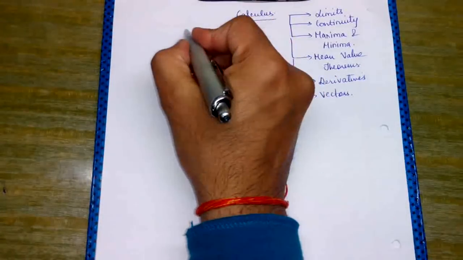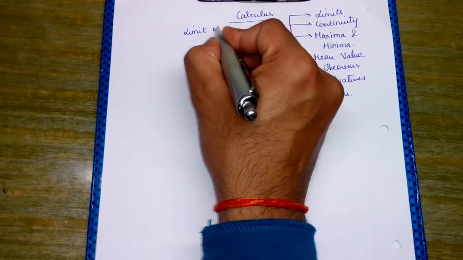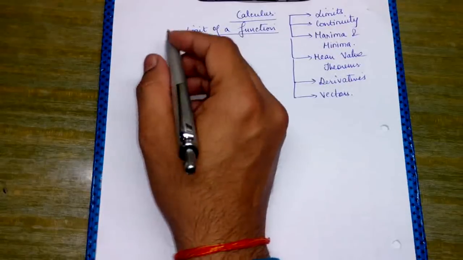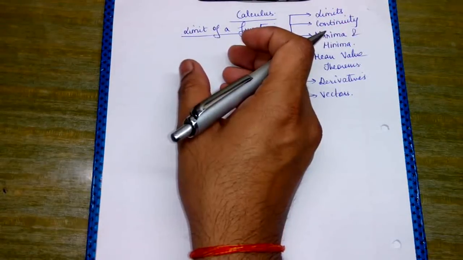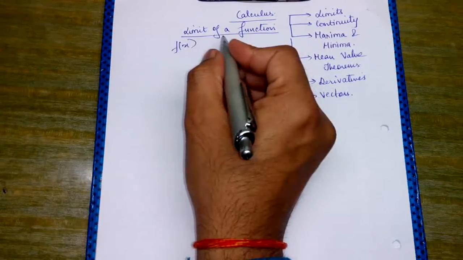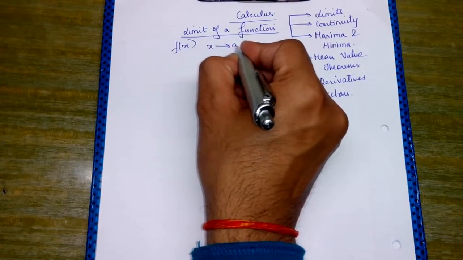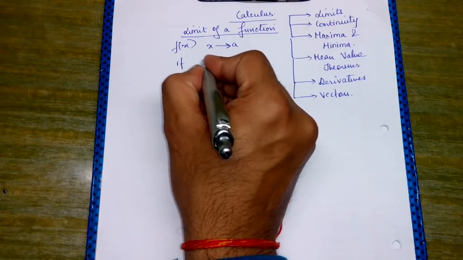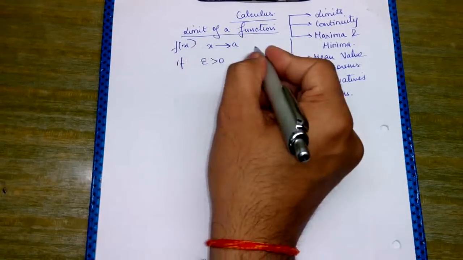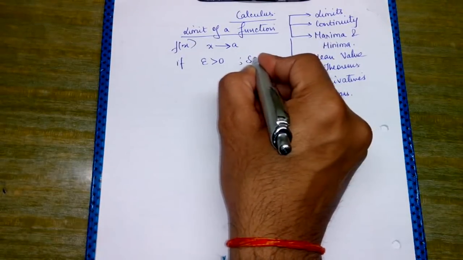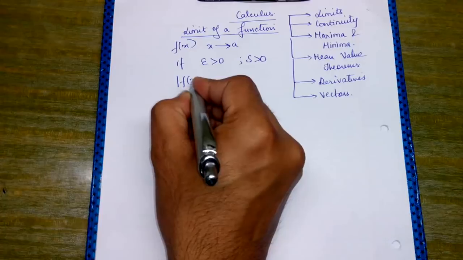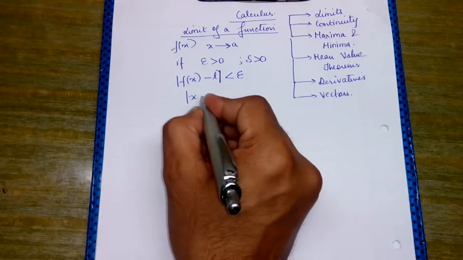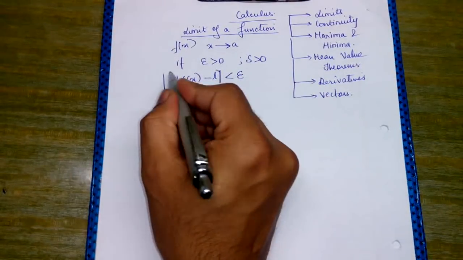Let us start with the first topic, that is, the limit of a function. We will first discuss the limit of a function at a point. A function f(x) is said to have a limit L when x is tending to a, where this sign refers to "tends to", if for a given epsilon greater than 0 there exists a delta greater than 0 such that mod of f(x) minus L is less than epsilon whenever mod of x minus a is less than delta.